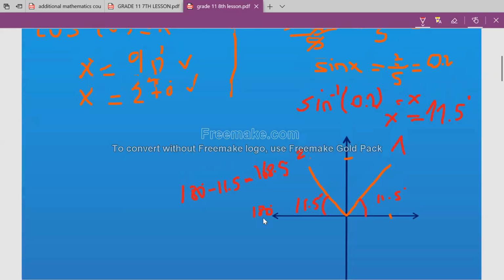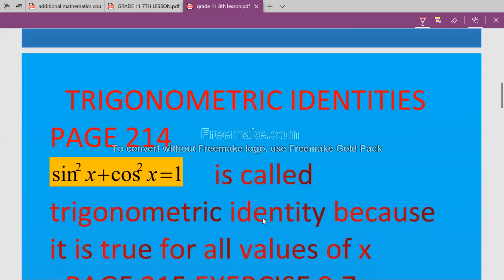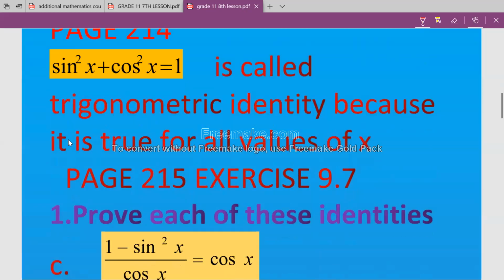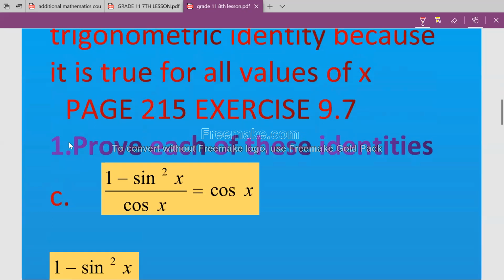Okay. Now let's start our new topic, trigonometric identities. For trigonometric identities, what you see from page 214, sine square x plus cosine square x equals 1. This is called a trigonometric identity. Why? Because it's true for all values of x. Now, to understand that, let's start with an example.